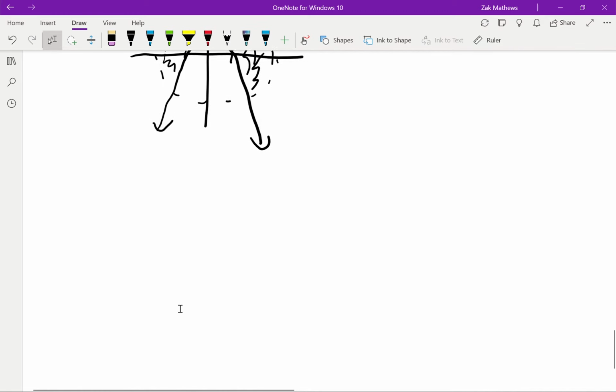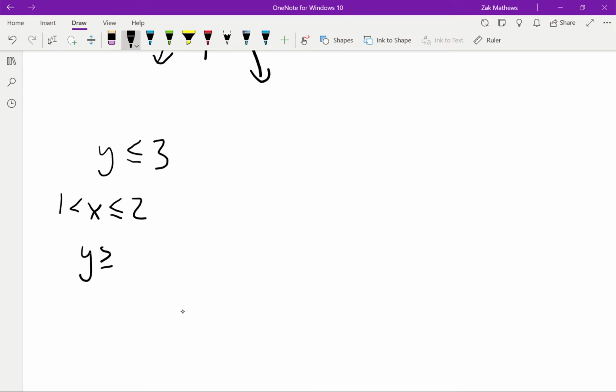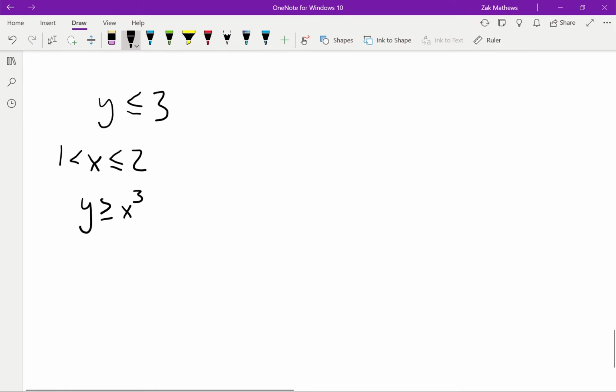All right, let's take another example. Let's say we have y is less than or equal to 3, x is greater than 1 but less than or equal to 2, and we'll take the equation y is greater than or equal to x cubed. With these systems of inequalities, we can take as many equations as we want. So here we have really four different curves or lines that are going to be drawn, because this is really two tied up in one. So let's look at how we're going to do this.